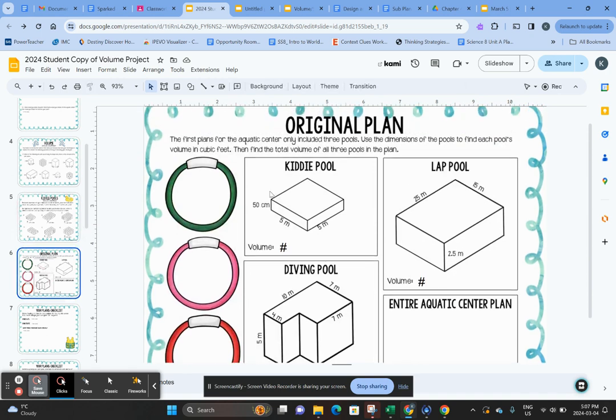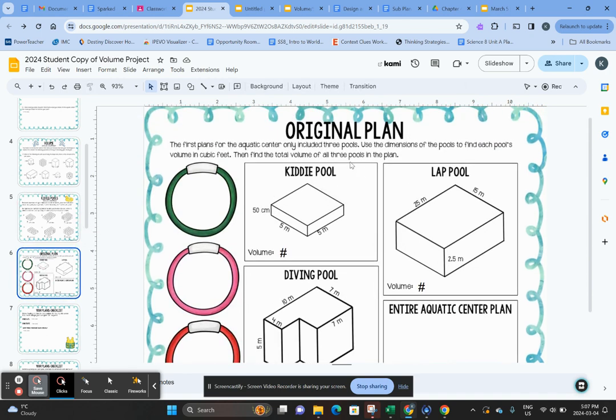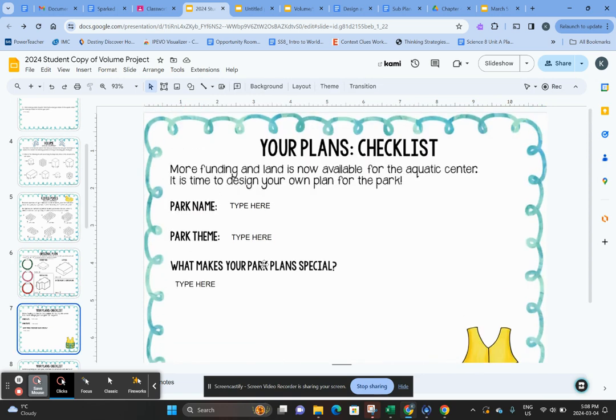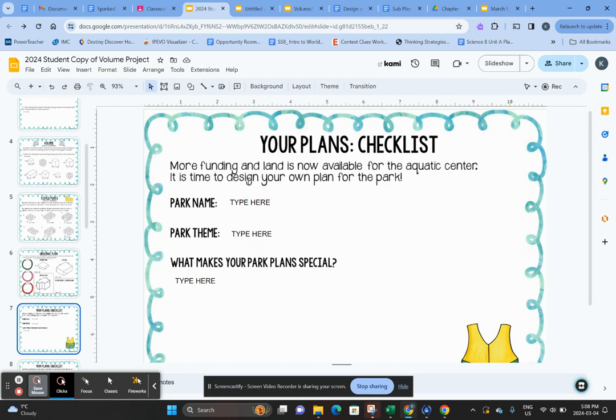Slide 6. You now are looking at the original plan of the aquatic center and calculating the volume. Find the volume for each pool. Write the numbers here. And then calculate the volume for the entire aquatic center plan. A kiddie pool, a diving pool, and a lap pool. What are the dimensions?